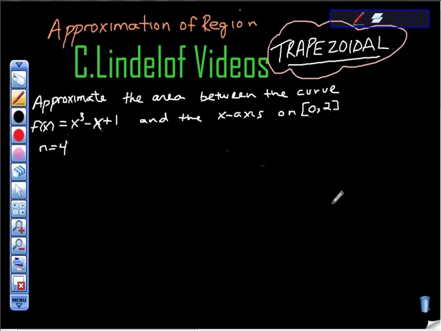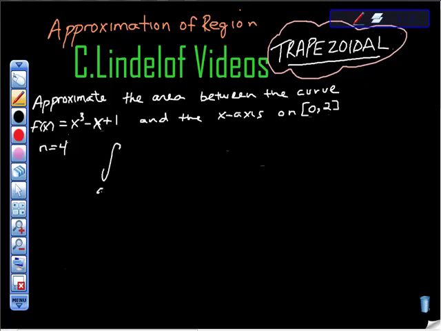So we're asked to approximate the area between the curve f of x is equal to x cubed minus x plus 1 and the x-axis on the closed interval 0 to 2. And we're going to have number of partitions equal to 4. Well, we just have to memorize the trapezoidal rule.